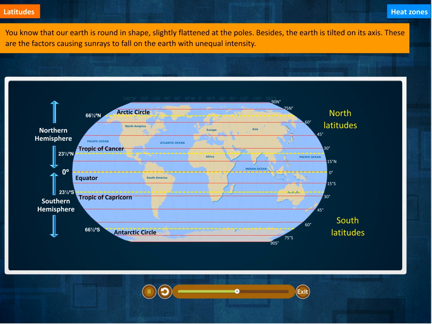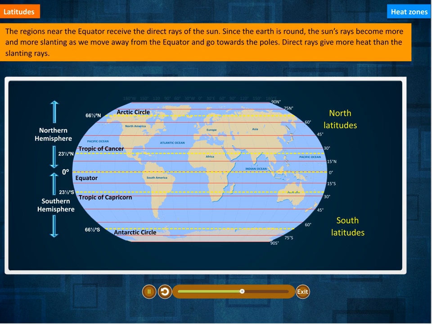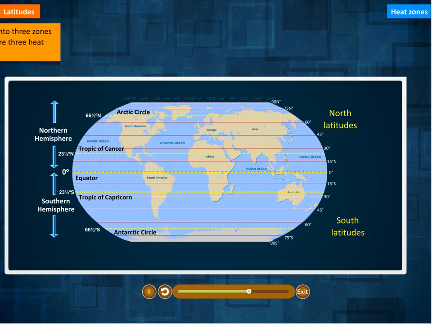Heat zones. You know that our Earth is round in shape, slightly flattened at the poles. Besides, the Earth is tilted on its axis. These are the factors causing sun rays to fall on the Earth with unequal intensity. The regions near the equator receive the direct rays of the sun. Since the Earth is round, the sun's rays become more and more slanting as we move away from the equator and go towards the poles. Direct rays give more heat than the slanting rays.